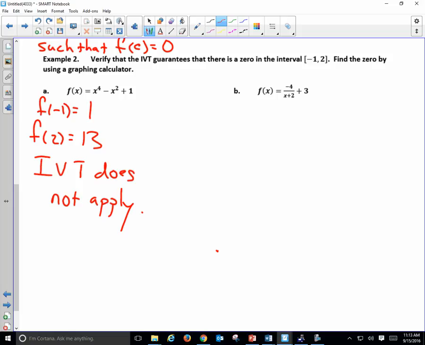We don't guarantee a 0. There might be one, but you can't guarantee one. It's as simple as that. So then we move on. F of -1.